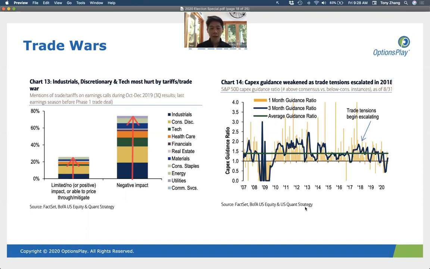And we also see capital expenditure decrease as a result of these tariffs. So this is something that's very important in terms of both Biden and Trump agree that we need to stand up to China as a country. But the question is, how do you go about doing it? And for the most part, Trump has relied on tariffs to push his agenda.